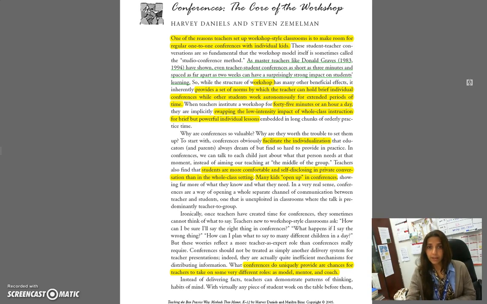You have 3 subtopics over here. The first explains what conferences are, and then how to conduct conferences. And the third part of this article is different types of conferences. So let's begin with what are conferences first.